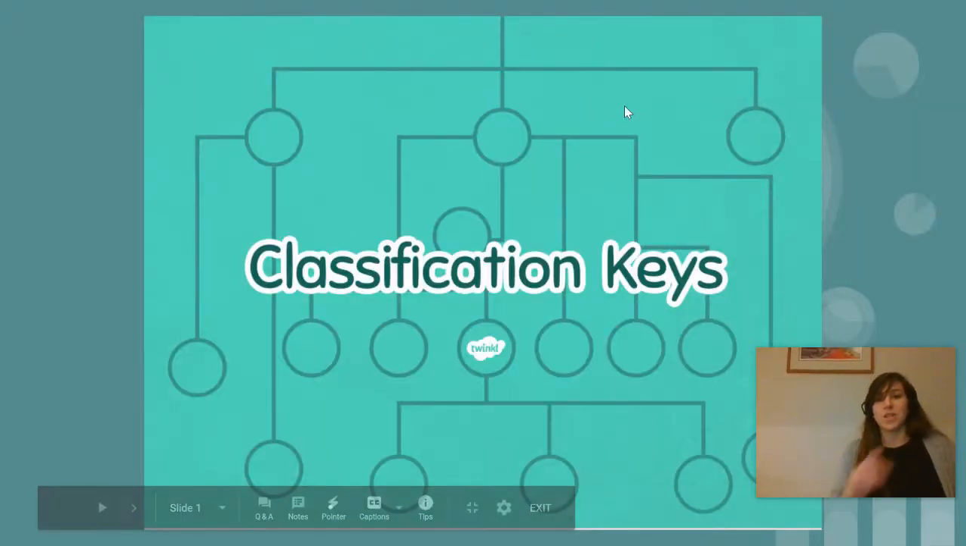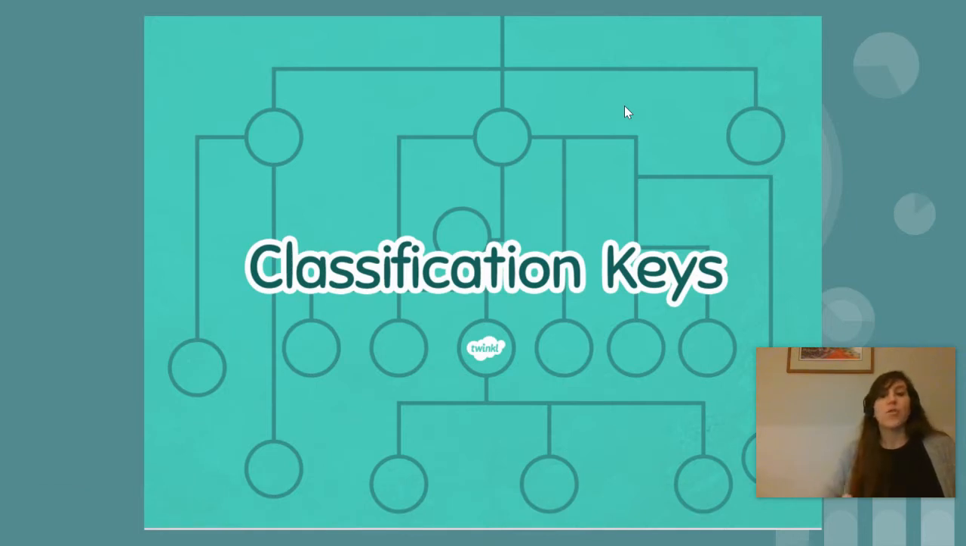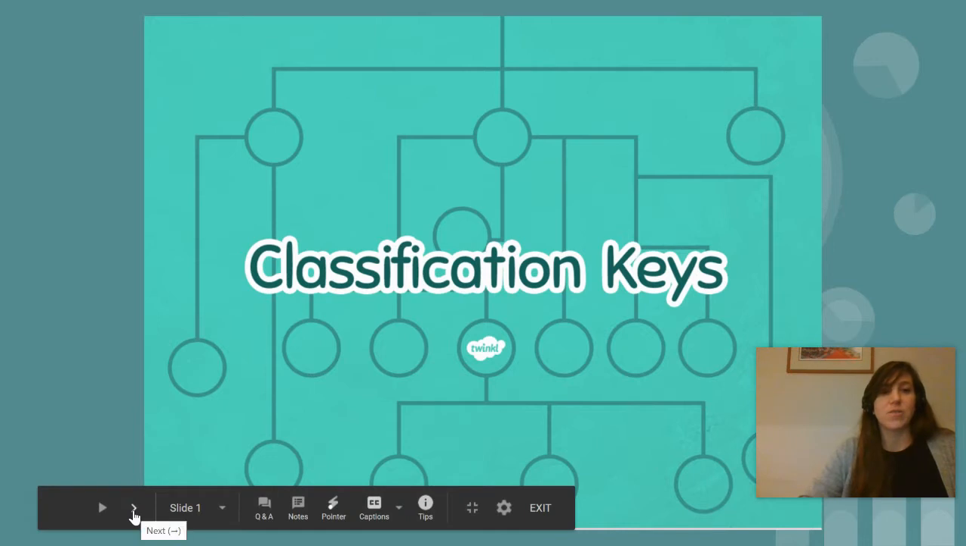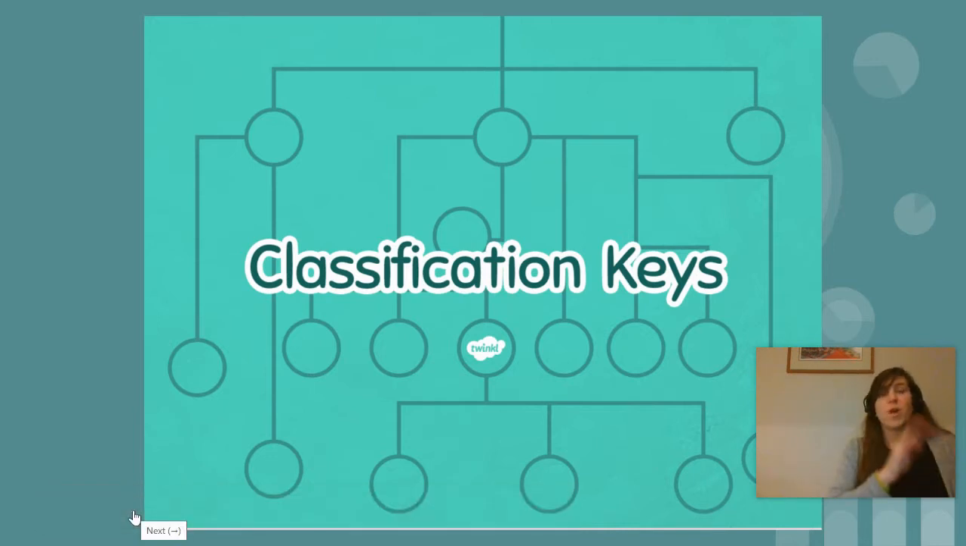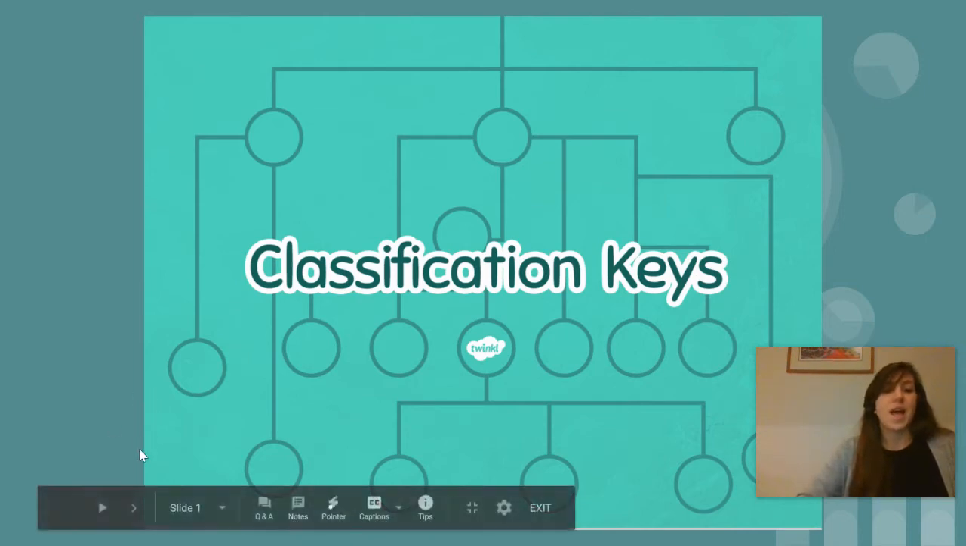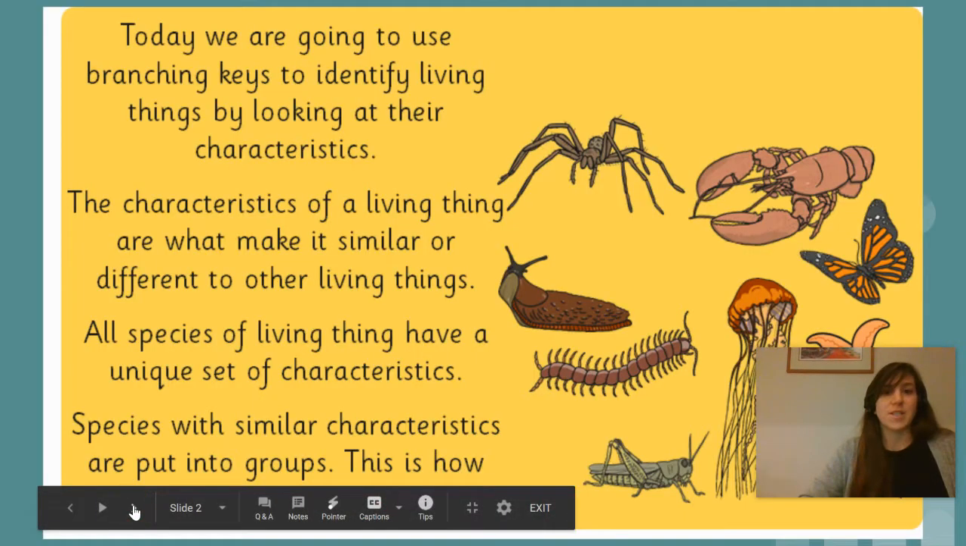We are going to be using classification keys. You've already used a classification key to classify mammals, and now we're going to use them to classify vertebrates, one of the examples being mammals, and we are going to classify invertebrates today.